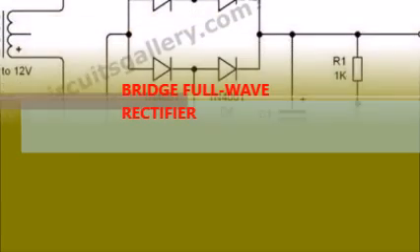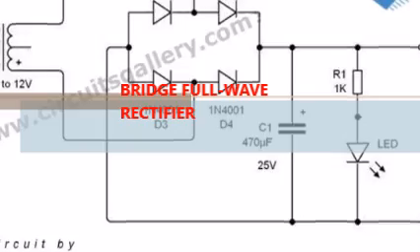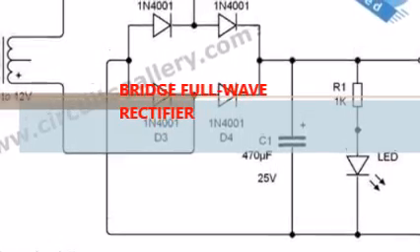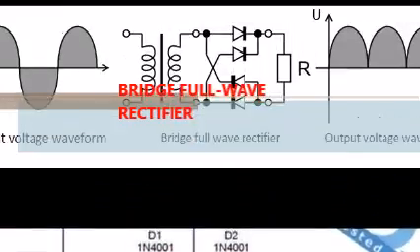Now, what is a bridge rectifier? Bridge rectifier is a full wave rectifier circuit using the combination of four diodes to form a bridge. It has the advantage that it converts both the half cycles of AC input into DC output.